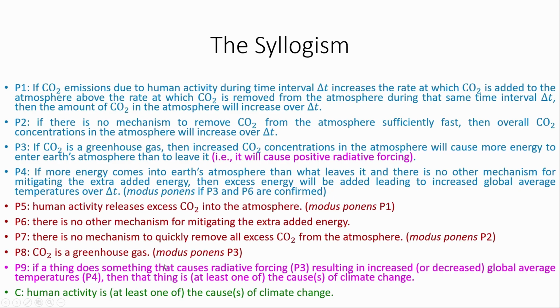If a thing does something that causes radiative forcing, which is what's talked about in P3, resulting in increased or decreased global average temperatures, which is what's talked about in P4, then that thing is at least one of the causes of climate change. Again, I think this is uncontroversial. It's just saying that if you cause radiative forcing, then you are also the cause of climate change. Again, this was unstated, but I do think it's uncontroversial.